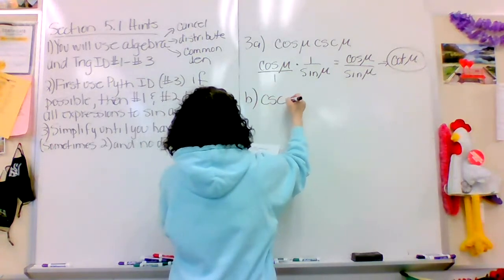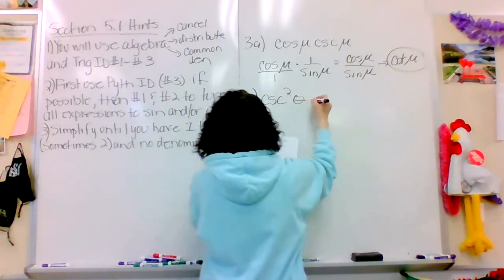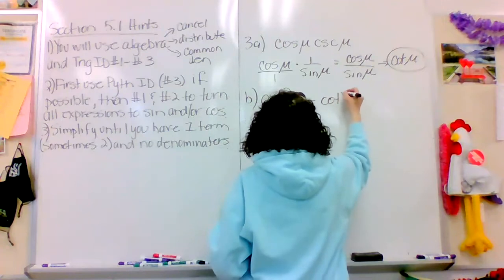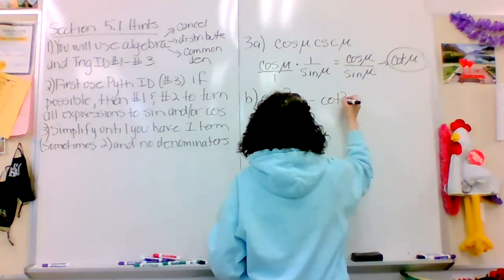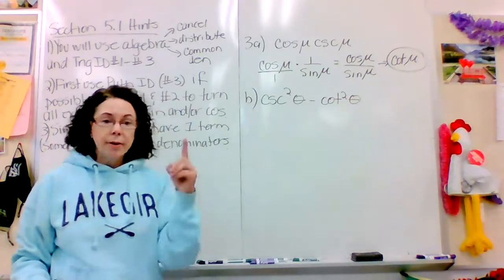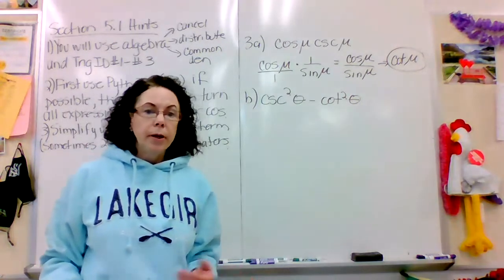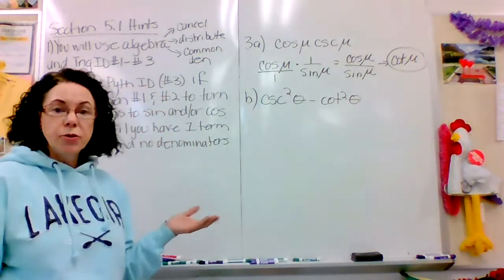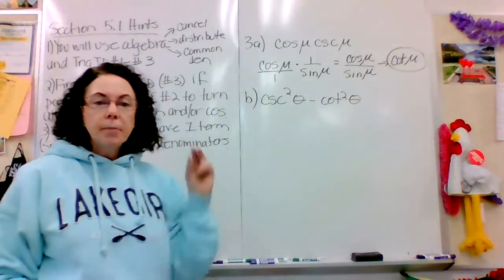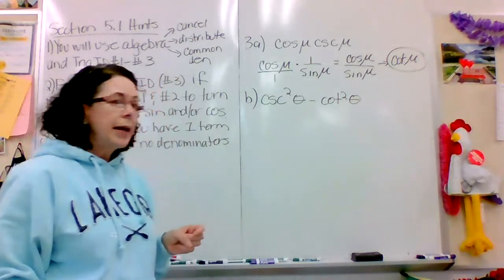They want us to simplify cosecant squared of theta minus cotangent squared of theta. Number one, algebra. I don't see anything I can do here. I can't actually subtract these two terms. They are not alike. Number two, Pythagorean identity.